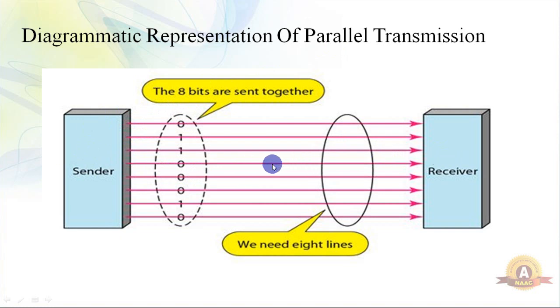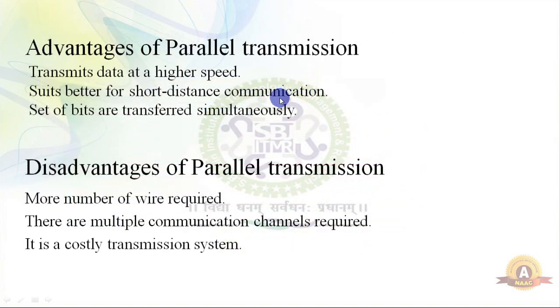This is a faster technique by which data is sent in a fast manner. The data is sent parallelly from source to destination. This is the diagrammatic representation. Now we discuss some advantages of parallel transmission. What are the advantages of parallel transmission? It transmits data at a higher speed.